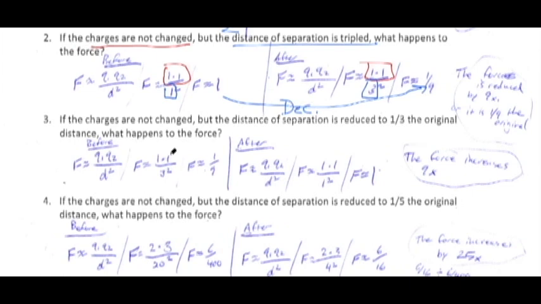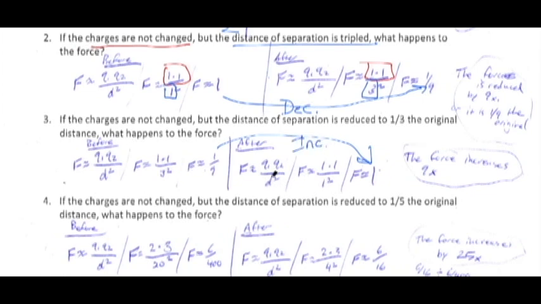All right, number 3, if the charges are not changed, but the distance of separation is reduced to 1/3 the original distance, what happens to the force? So you can see I'm picking 1 for my charges, and I'm keeping it the same. The only reason in this problem that I chose to change my distance originally to 3 is because it says the distance of separation is reduced to 1/3 the original distance. It's really easy to take 3 and cut it into 1/3, right? Go from 3 to 1. But you absolutely could stick with 1 on this side, and then over on this side make it 1/3, and that would be fine as well.